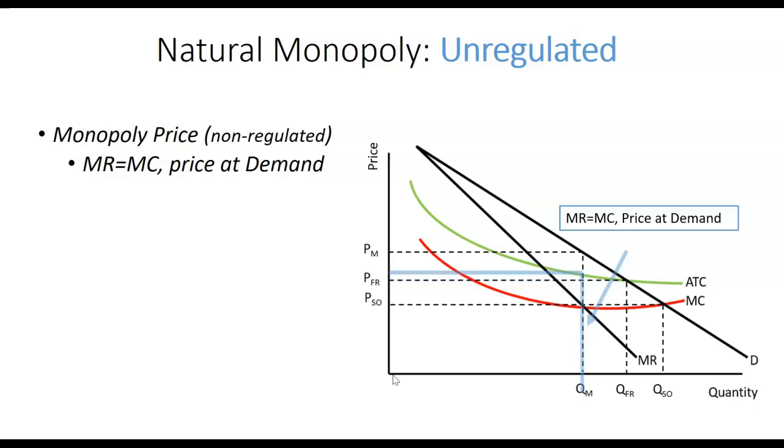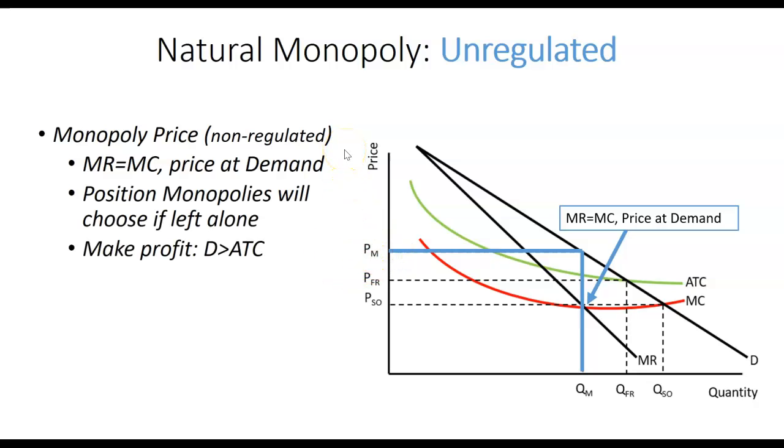So MR equal to MC. So we have our profit maximizing output. That's what this QM is, by the way. That would be the monopoly quantity. And you go up to your demand curve, and then that is your monopoly price, hence the PM that was listed there. So this is a position monopolies would like to be at. They would typically be making a profit at this point, as you can see.